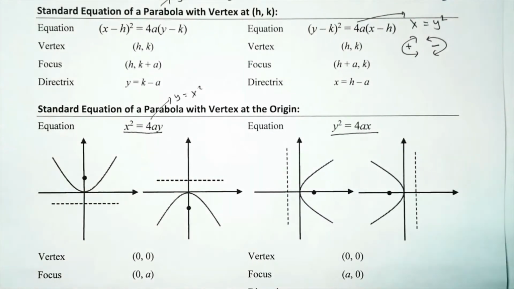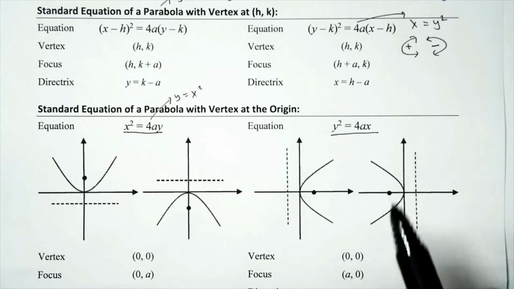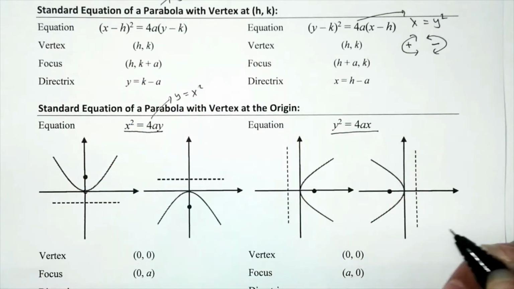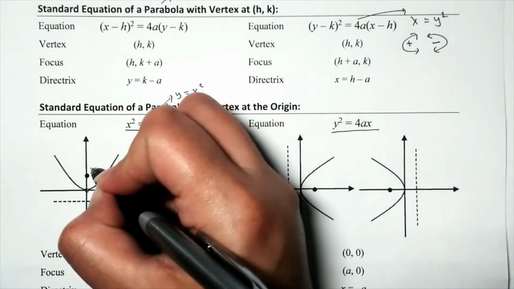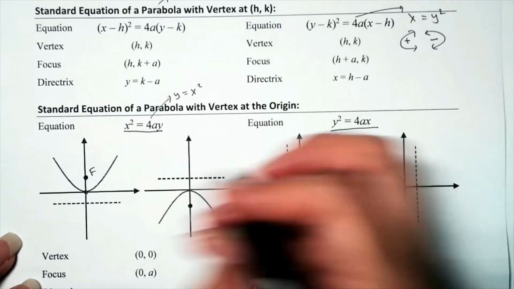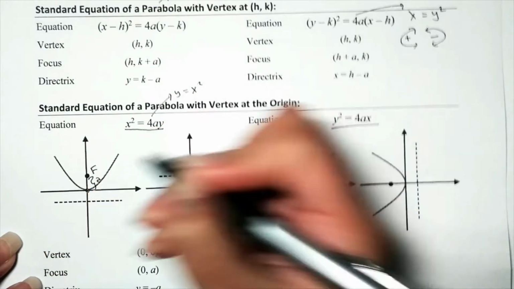So, y equals x squared, so it's going to open up or down. Let's go ahead and locate these things. Right here we have the vertex. This point right here is going to be the focus. The distance between the vertex and the focus is going to be a units.